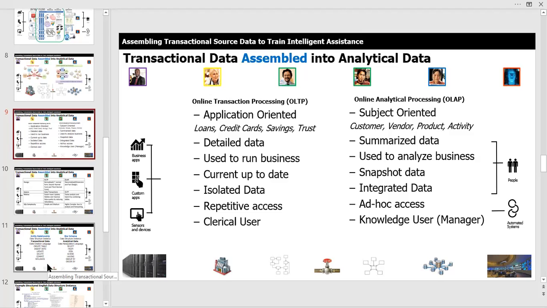And under online analytical processing, the consumer of that data generally is some sort of knowledge user. It says manager, but really ultimately in the future, everybody's going to be a consumer of analytical data. That's really kind of an outcome of the digital transformation.